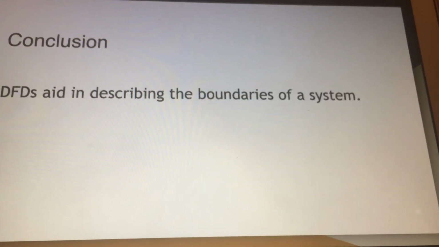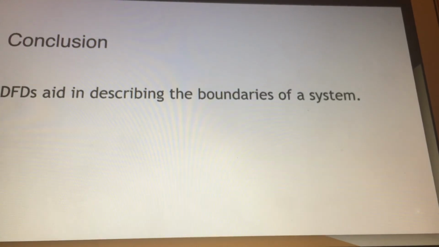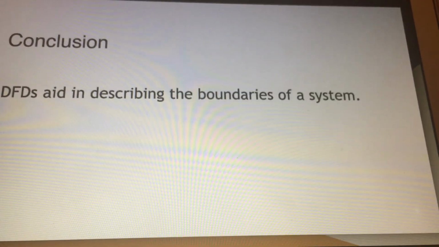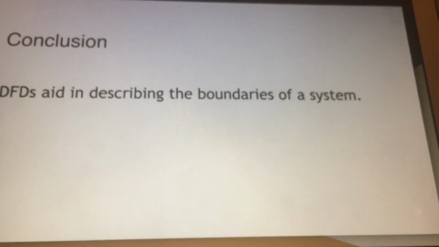So in conclusion, DFDs aid in describing boundaries of a system by giving you an overview so you can see what all is in the logistics of it, but without going into too much detail.